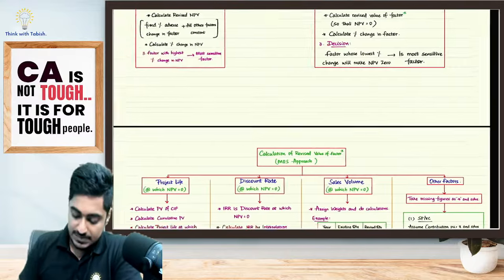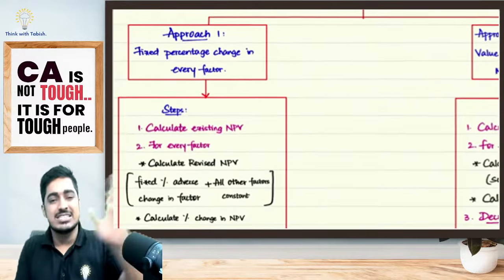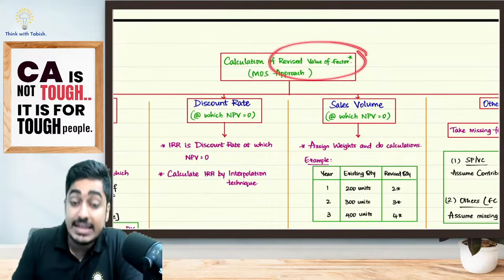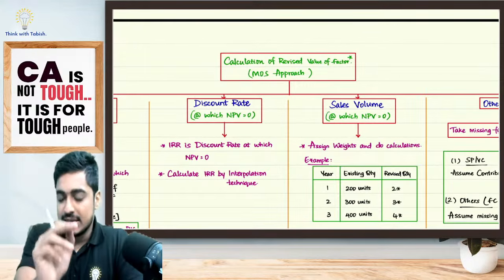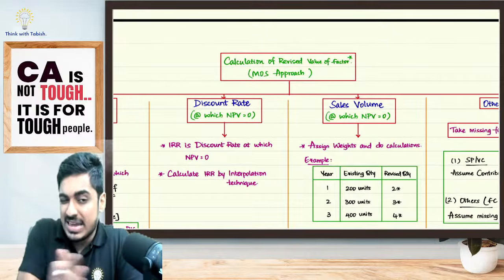Is this clear? Okay. Now, first method, there is no tension at all. The question itself is telling a fixed percentage change in every factor. Second, I have to calculate the revised value of factor. How do I do it? Simple logic: whatever factor I have to calculate, take it as X. But some exceptions are there.